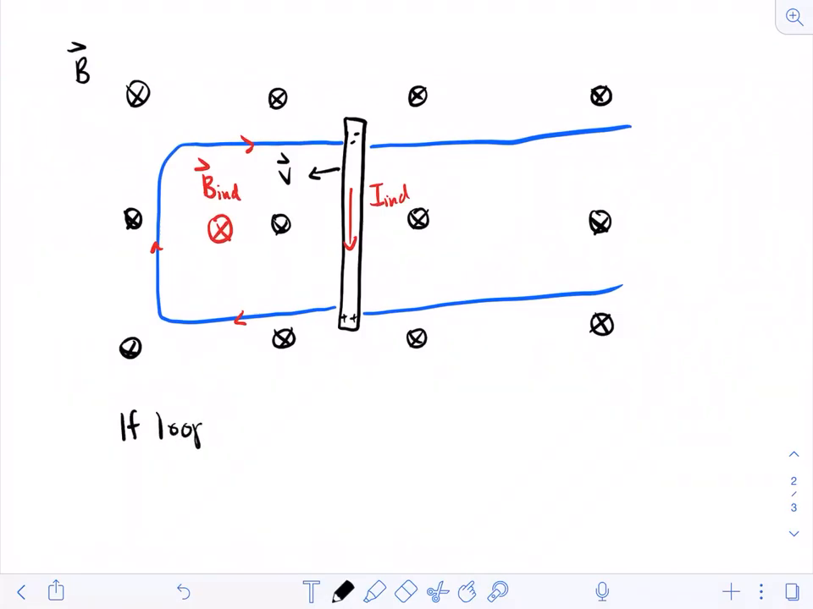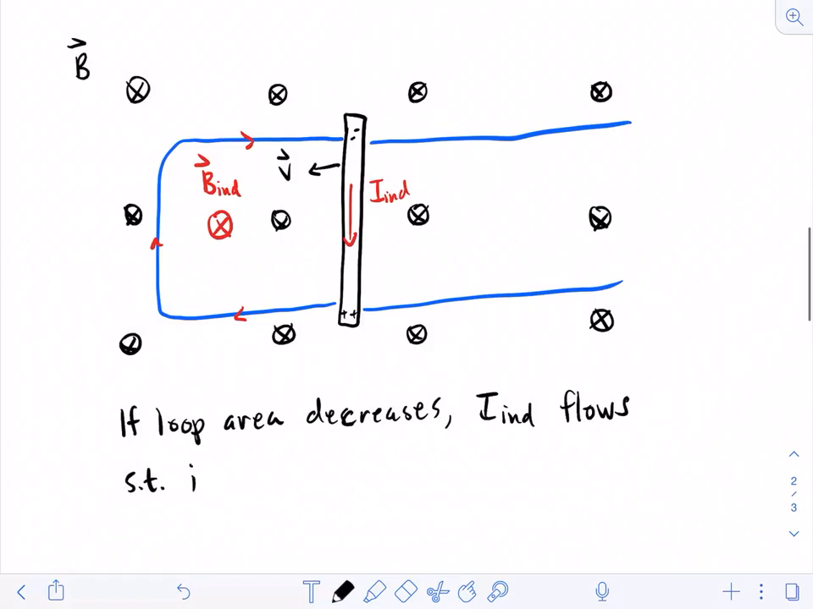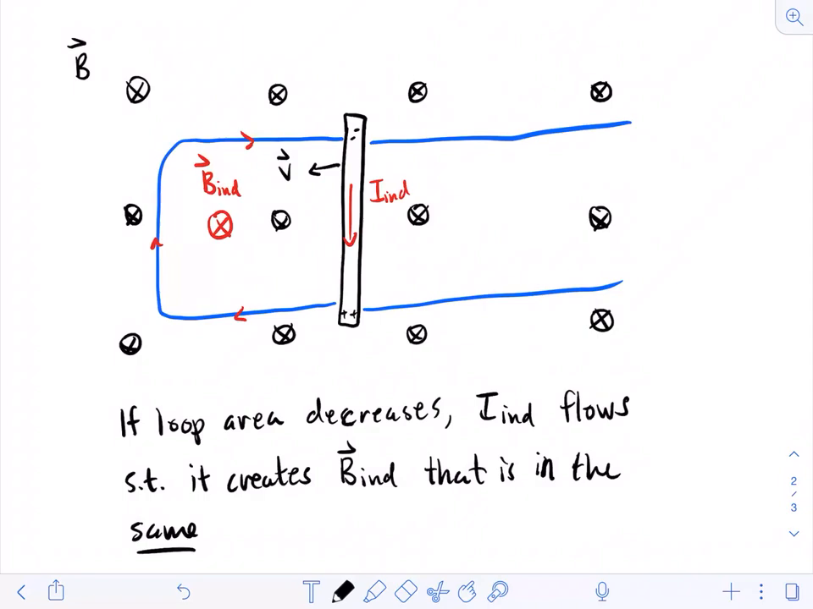So if the loop area decreases, then the induced current flows such that it creates a B induced that is in the same direction as B.